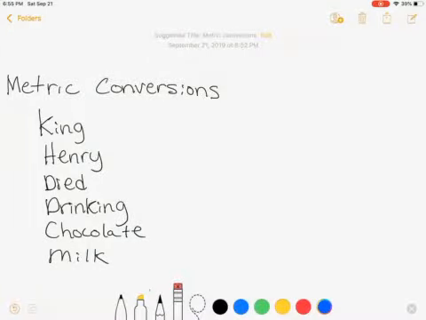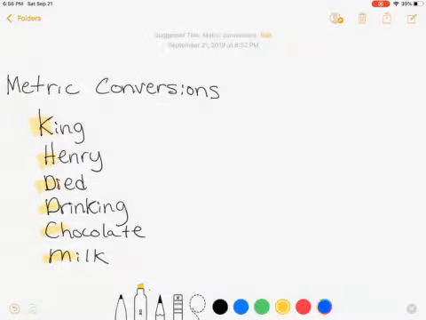So Mrs. Lovett is back again to build on exponents and powers of 10 by applying them to metric conversions. We started this lesson with a fun vocabulary video called King Henry Died Drinking Chocolate Milk. Now that didn't really happen, but it is a mnemonic device to help us remember the metric system, which is based on the powers of 10. So the mnemonic device was King Henry died drinking chocolate milk.